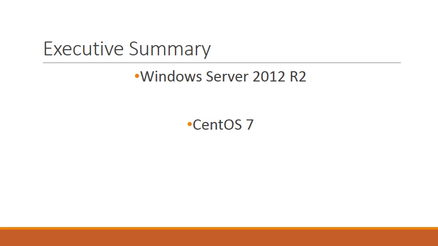Executive summary. There were two servers that were built. One was using Windows 2012 R2 and one CentOS 7. Certain services that are listed in this report, and you'll see in a later slide, were required to be on both systems. Once the servers were built, they were scanned using Nessus to detect any vulnerabilities or issues, and the services that were required were also verified on both systems.